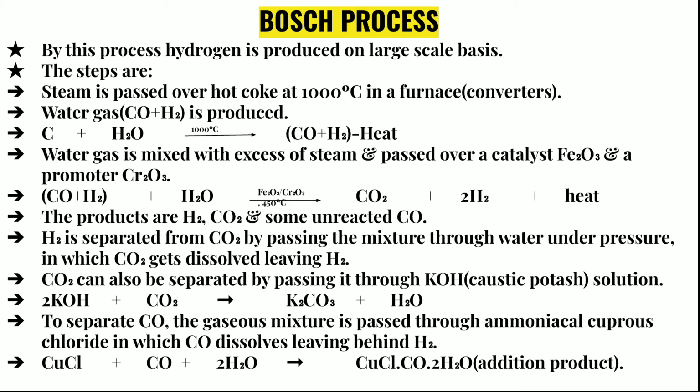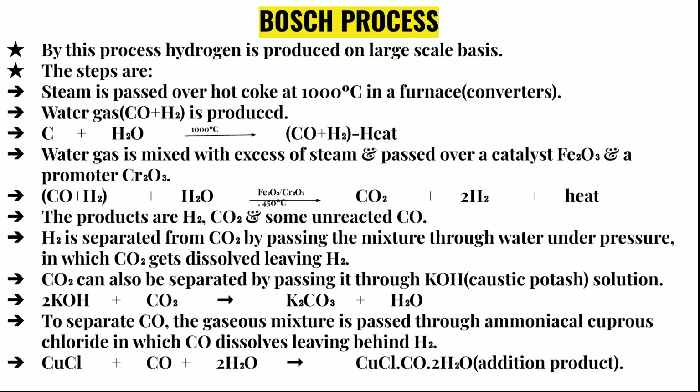Now hydrogen is separated from carbon dioxide by passing the mixture through water under pressure, in which carbon dioxide gets dissolved, leaving behind hydrogen. So how is hydrogen separated from this carbon dioxide? When these two gases are produced, they are passed through water under pressure. This hydrogen and carbon dioxide mixture is passed through water under pressure. Carbon dioxide gets dissolved in this water and hydrogen is left behind. That is how the hydrogen is separated in this process.